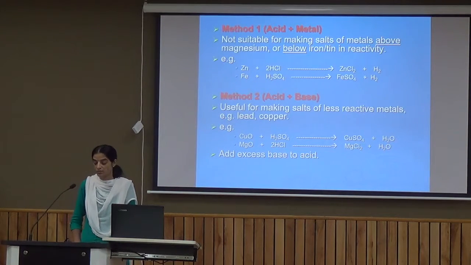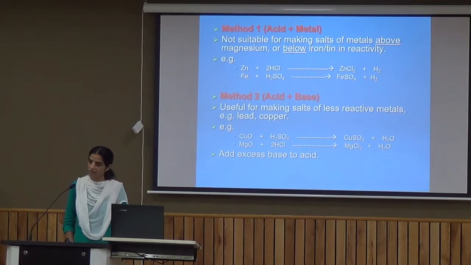Like acid reacting with metal, they have given us two examples here. Zinc reacts with hydrochloric acid to form zinc chloride and hydrogen. Zinc chloride is a salt. Iron reacts with sulfuric acid to form iron sulfate. Iron sulfate is a salt. Then for the reaction of acid and base, again they have given two examples: copper oxide and sulfuric acid forming copper sulfate, that is a salt. Magnesium oxide reacting with hydrochloric acid forming magnesium chloride, which is again a salt. So here they have given examples of two categories, metal with acid and acid with base. In both cases, salt is one of the common products.